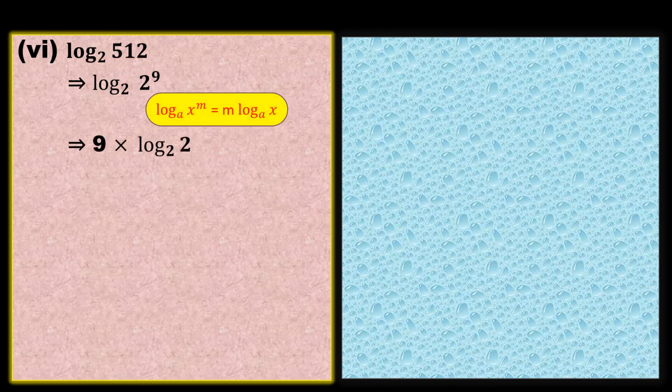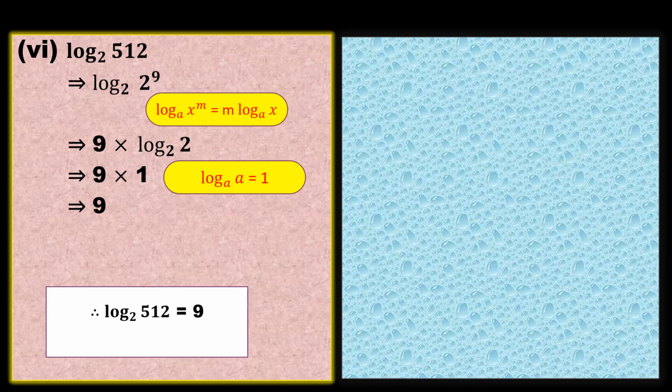Here is your next problem. Log 512 base 2. So this 512 you should write in terms of 2 only. 512 means 2 power 9. Do prime factorization for 512 and you will get 2 power 9. So this power you should send to the front. So 9 log 2 base 2. When the base and the power are equal, it is 1. So 9 into 1 is 9. So your answer is 9.